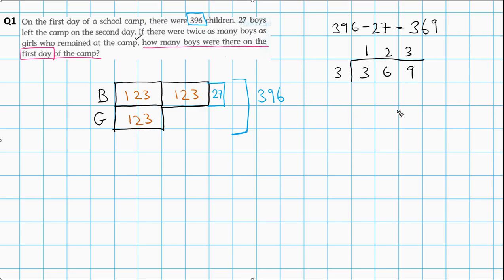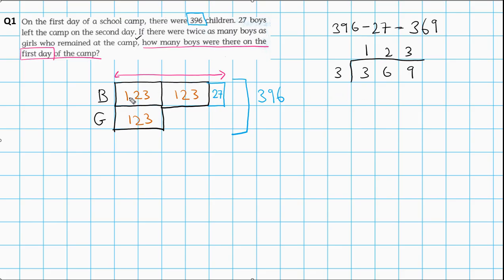Now, we have to go back and figure out what our question is. We were asked how many boys were there on the first day of the camp. Remember our original model that we drew, that was the second day, and these were the boys that left on the second day, but they were there on the first day. So what I want to know is this value. What's the value of that? As you can see, it's 123 times 2 plus 27. How are we going to do that? Well, that's easy. We could probably do that in our heads.